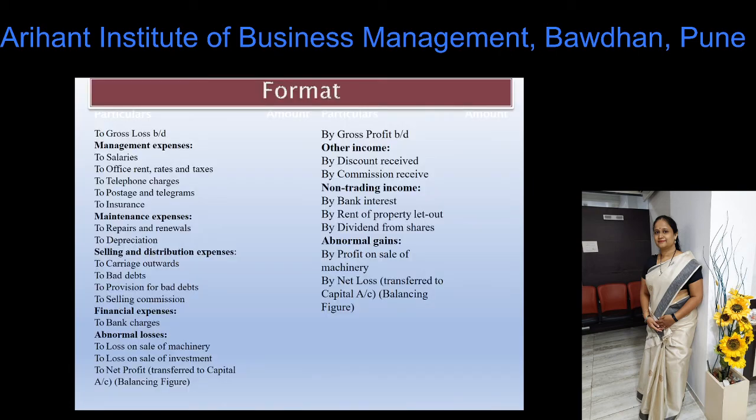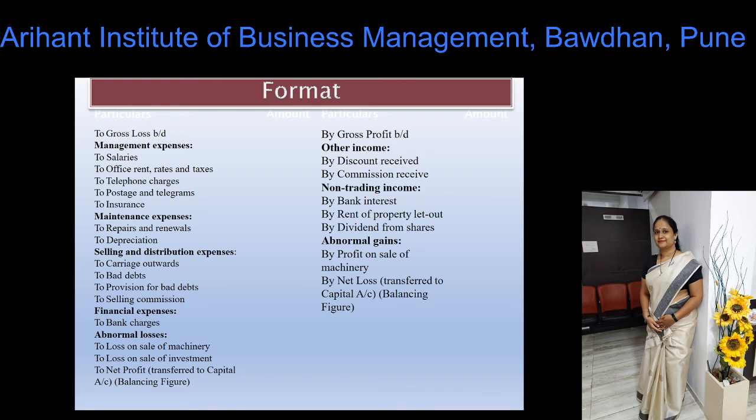In short, all income and expenses which are not included in the trading account will be included in the profit and loss account. So this is the format. It shows a debit side and a credit side. You can see the debit side has all expenses and losses, for example salary, office rent, telephone expenses, postage, insurance, repairs and renewals, depreciation, carriage outward, bad debt, provision for bad debt, selling commission, bank charges, loan interest, loss on sale of machinery, loss on sale of investment, etc.